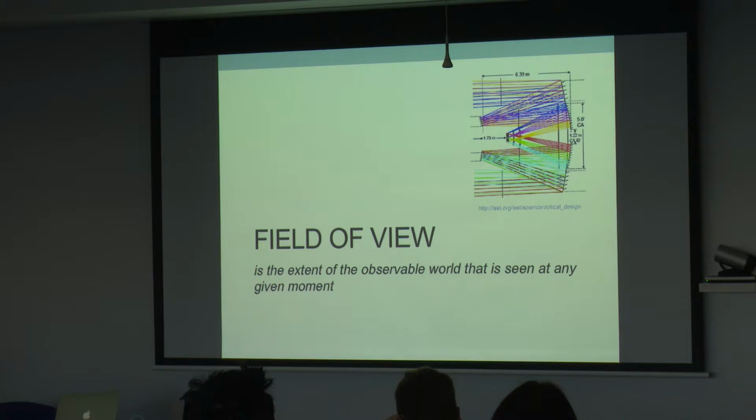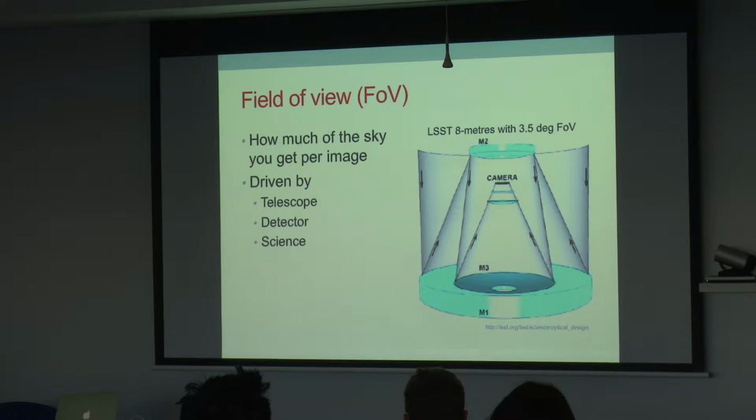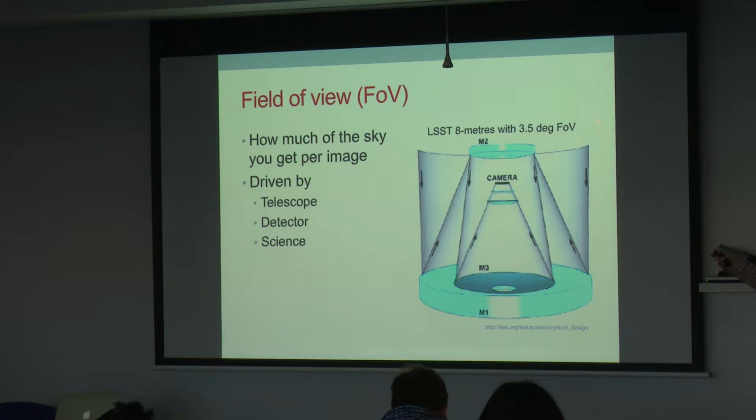So the next issue that I'll talk about is the field of view of the telescope. This is something that's usually set in place by the telescope itself, though the instruments can work around with it a bit to select how large a region of sky you want to view. So the telescope drives it a lot, the detector does too, and of course the science also determines the field of view that you're after. One very interesting telescope that's not yet been built, but is planned, the LSST, a very large 8-meter telescope, has a whopping 3.5 degree field of view.